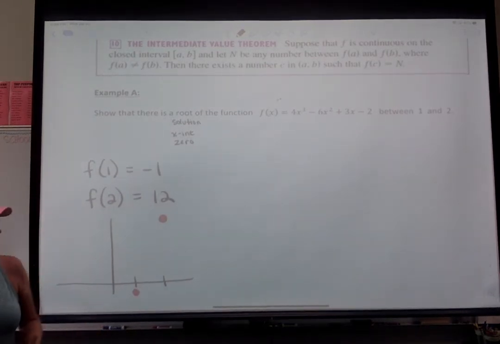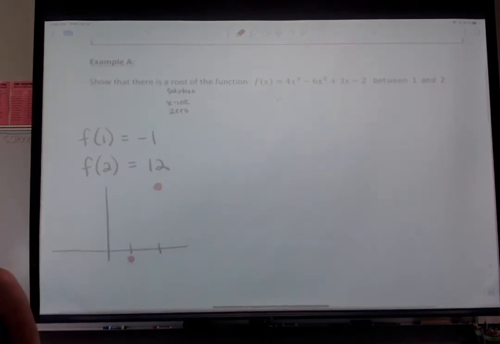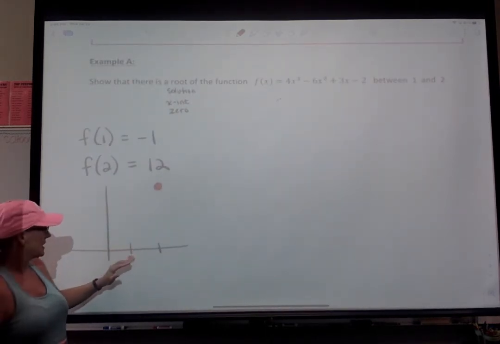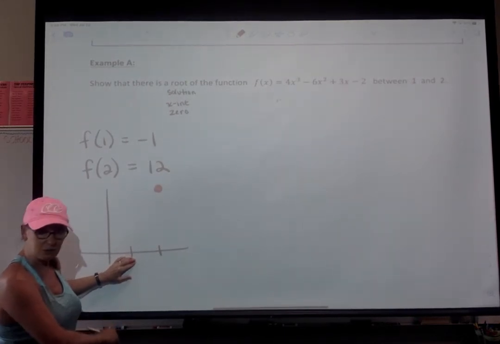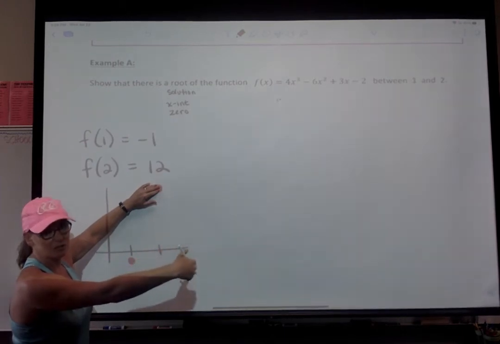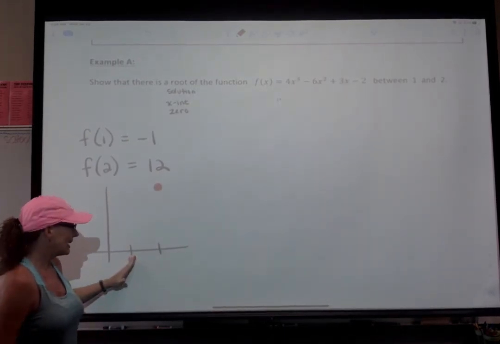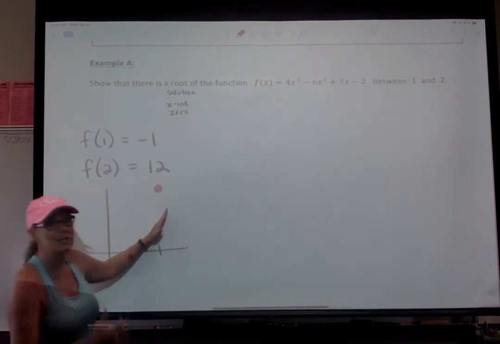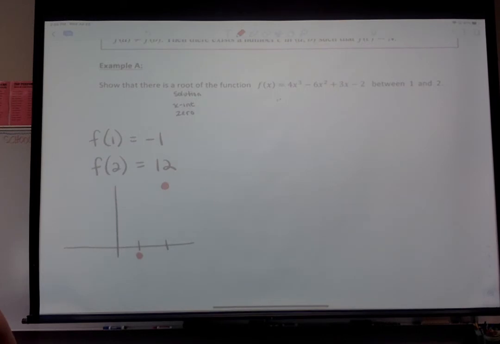So that's really pretty much it. I'm just going to write out my answer. And that's what the intermediate value theorem says. If you've got a negative y value on one end of your interval and a positive y value on the other end, as long as your function's continuous, it had to continue through the x-axis. So, here's what I'm going to write.